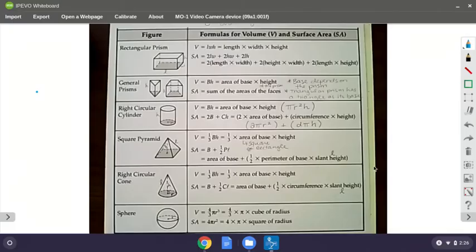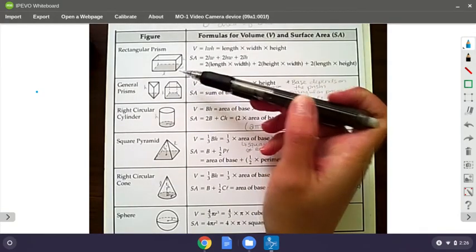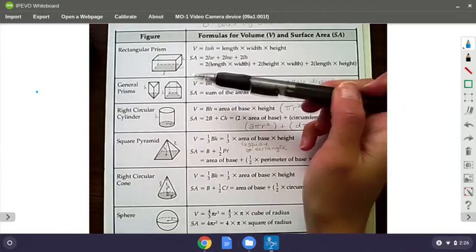I gave you this formula sheet on Classroom, and I just wanted to talk a little bit about some of the shapes. I wish I had my solids from school, but I don't. But basically, I'll just go over each one. Rectangular prism. I'm sure you guys already know what that is. It's basically like a box.